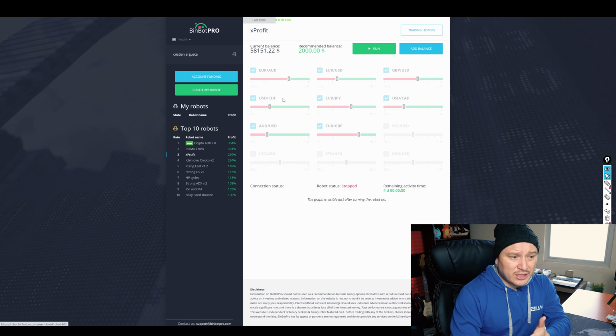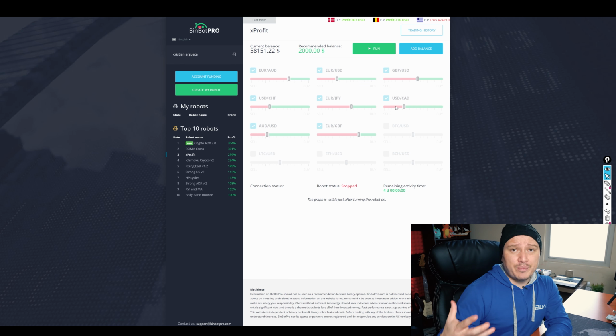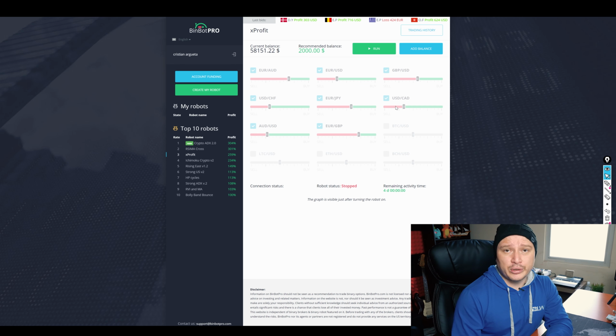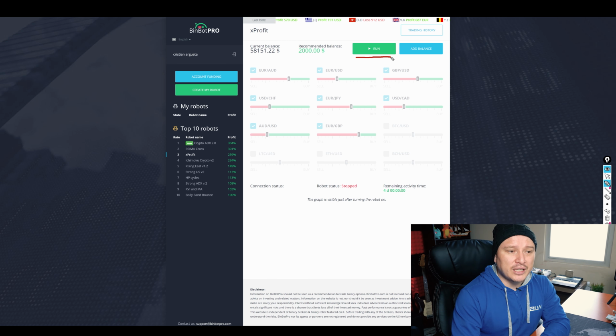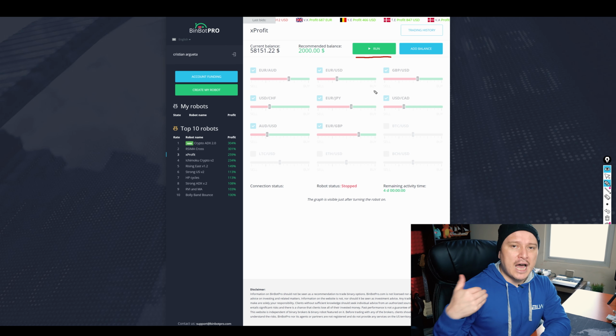So once you actually realize this, these are the pairs that the robot is going to be trading with, just for your reference. It's not like you have to change something or do something about it, right? So once you decide which one you're going to be using, select it, and then this button that says run, you click on it. You just click run and it will activate the robot.